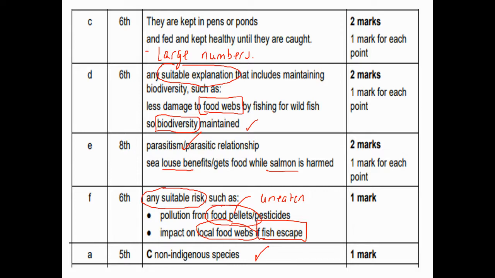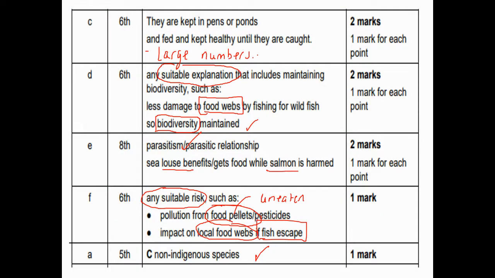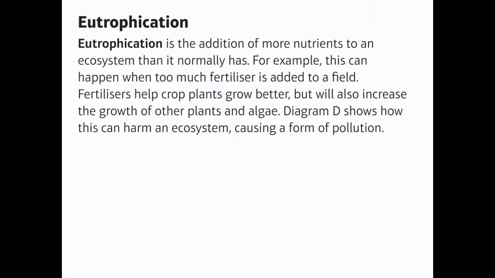All right, so boys and girls, if you put the idea of parasites, you'd have also got the mark. If you'd have said, not mentioned about food webs, what did I say? But I said reducing wild fishing, yeah, that would also be a mark because it's a benefit. All right, this is just a generic mark scheme, and there are examples that you might have put that you'd have got the mark to.